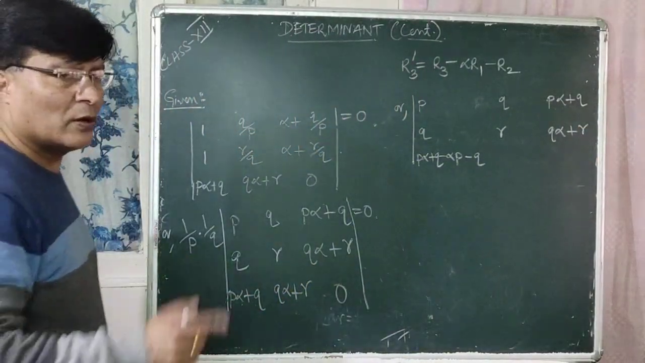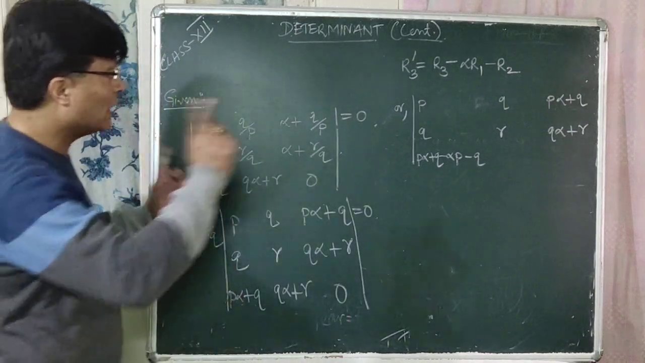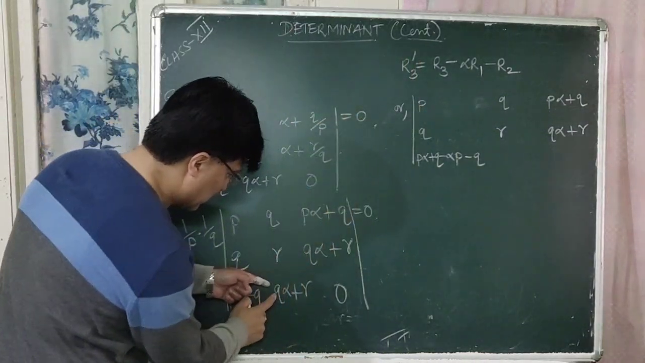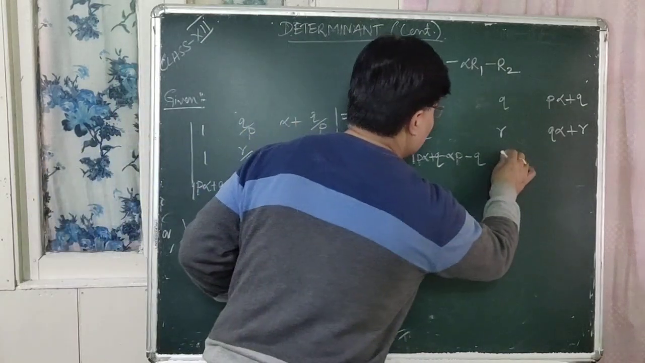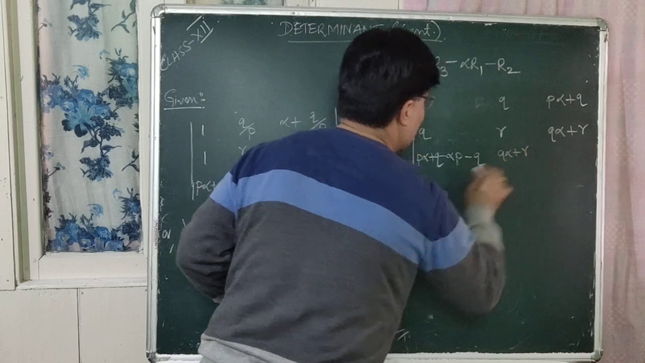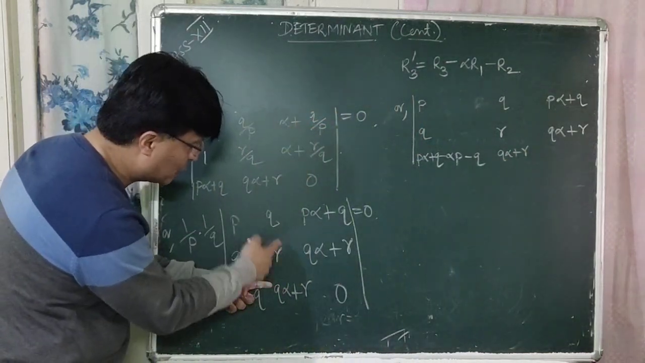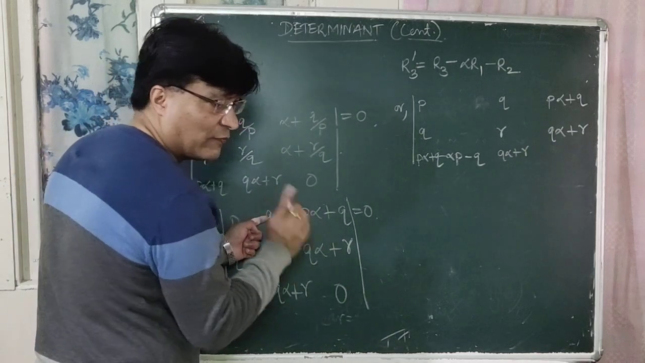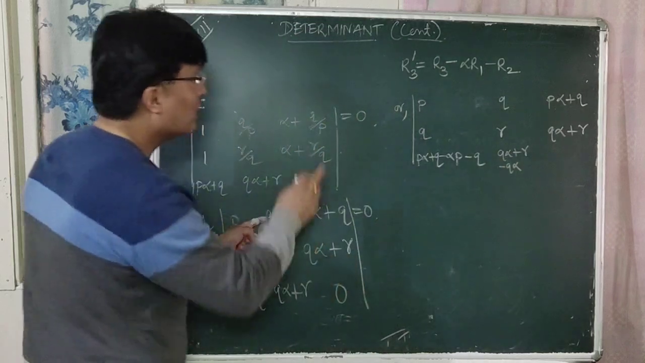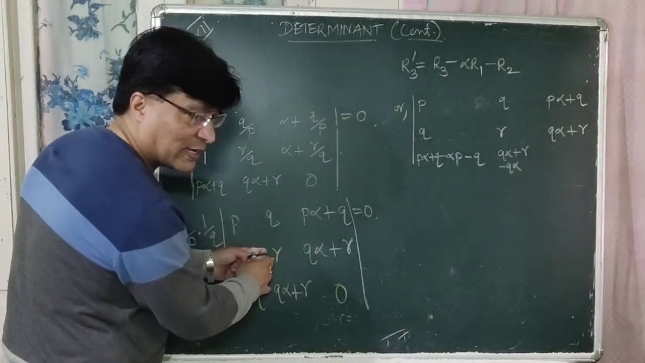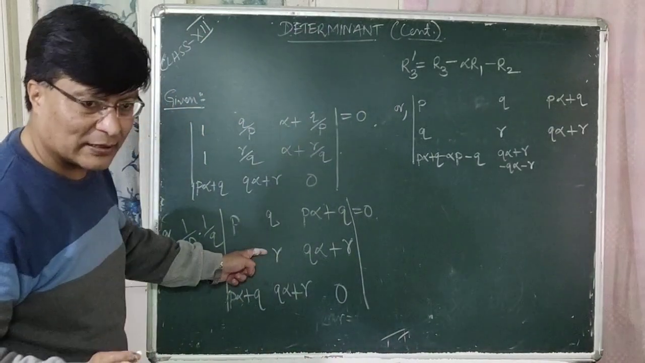Now what will be the second element of the new third row? R3 dash, now this will be changed. So R3 is Q alpha plus R, then minus alpha into R1. What do you mean by minus alpha into R1? This one, minus Q alpha. So let us write here minus Q alpha. Then minus R2, that is minus R. Is it clear?